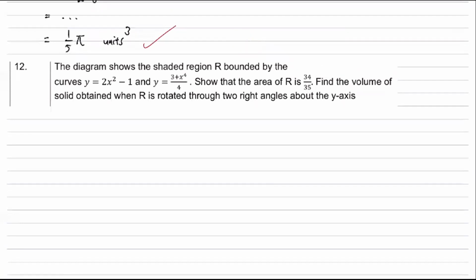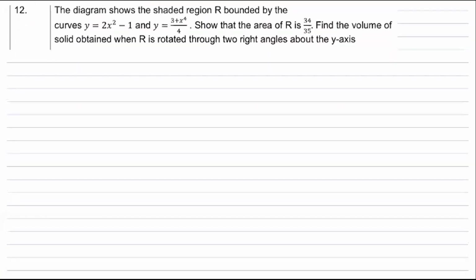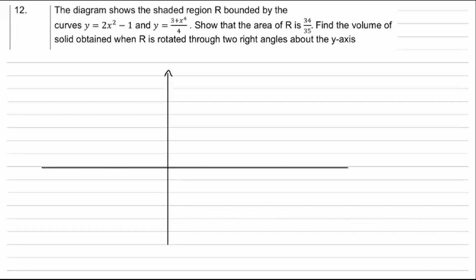Okay, so this diagram that is not shown shows the shaded region R bounded by the curves y equals x squared minus 1, y equals 3 plus x to the power 4 over 4. Show that the area of region R is 34 over 35. So the region that I left out here is this guy. Just use a GC and you can get the same graph. It looks something like this.